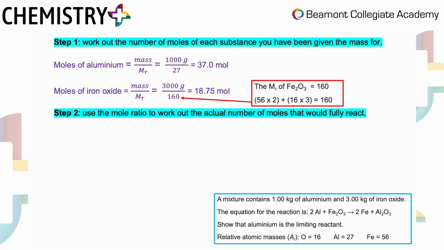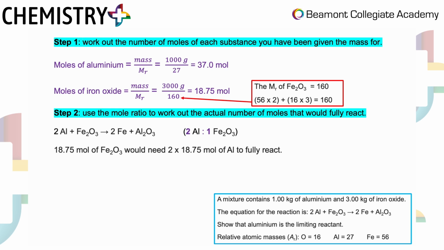Step 2, we then need to work out the mole ratio. Looking at the equation, we'll need 2 lots of aluminium to react with 1 lot of iron oxide. So we would need 18.75 mole of Fe2O3 to react with 2 times 18.75 mole of aluminium. 18.75 mole times 2 is 37.5 mole.